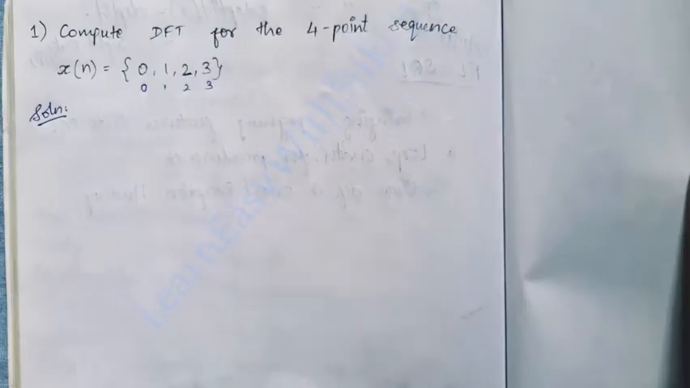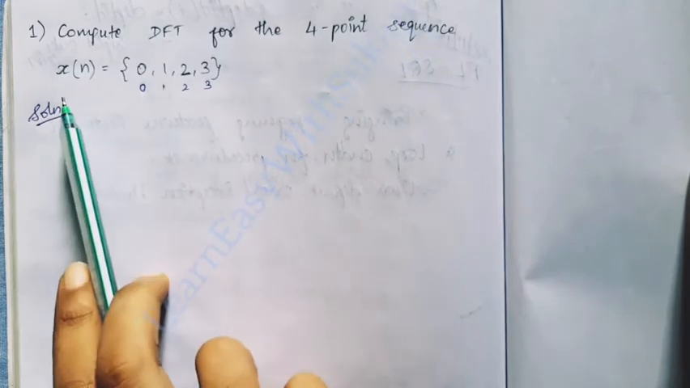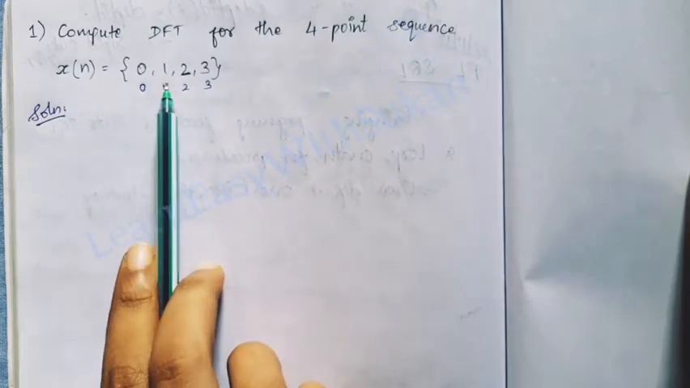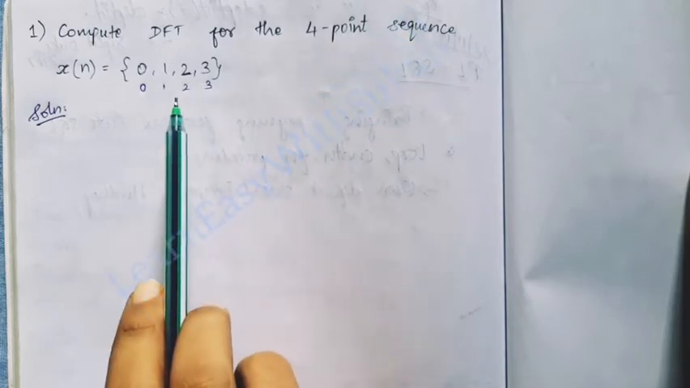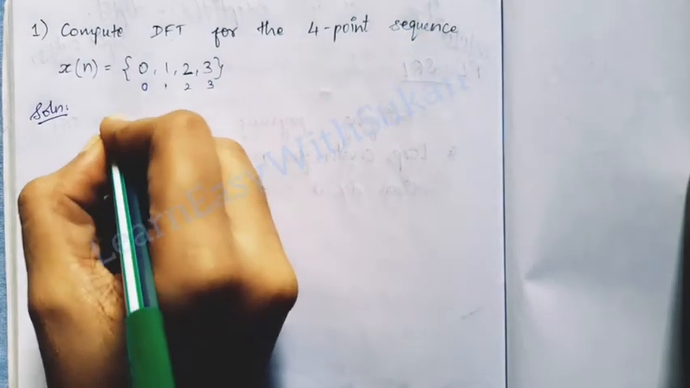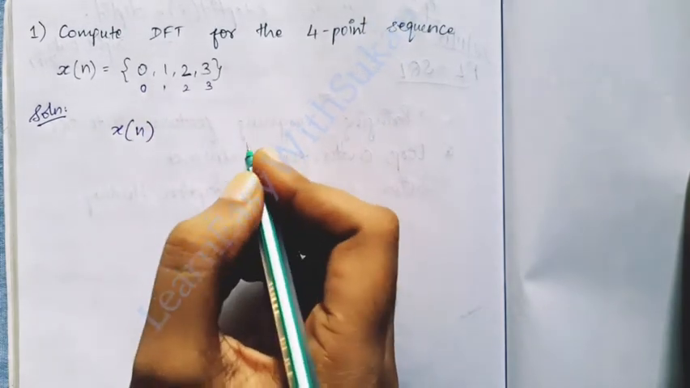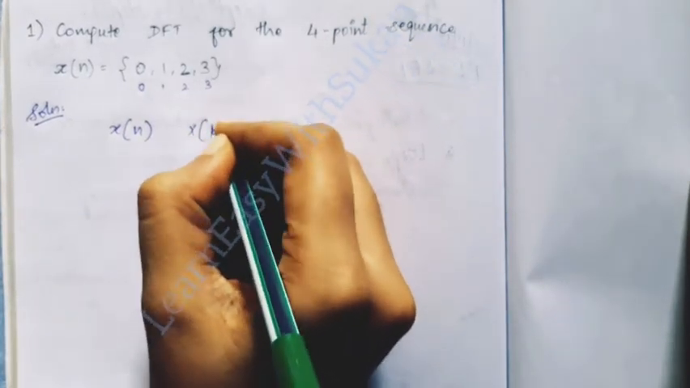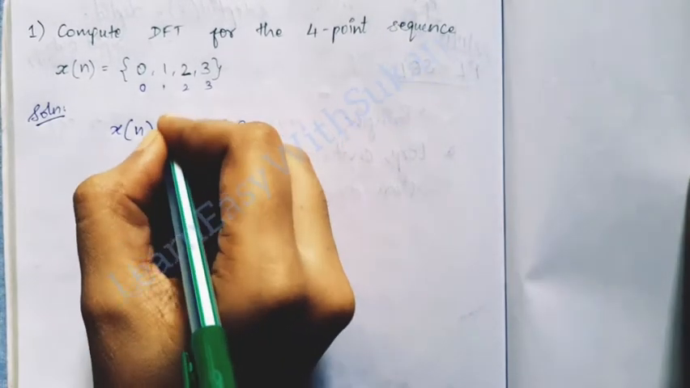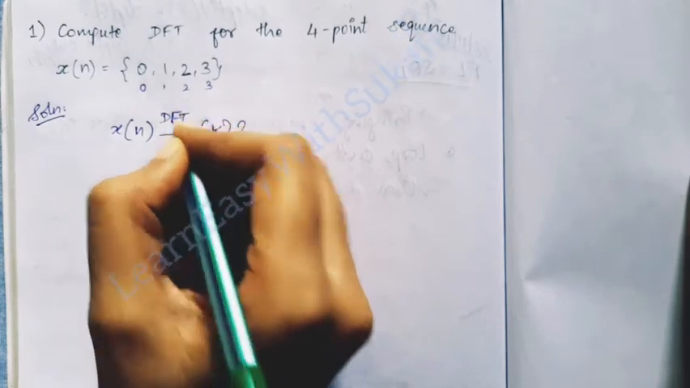So the given question is: compute the DFT for the 4-point sequence x of n is equal to 0, 1, 2, 3. So we have 4 points here and hence it is a 4-point sequence. The thing is, x of n is given and we need to find X of k, which we get by means of the DFT.